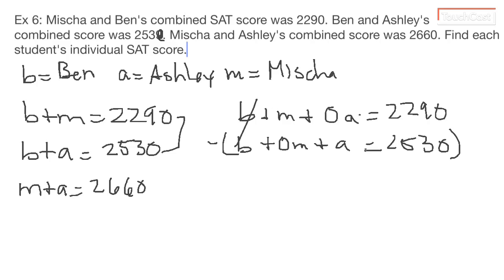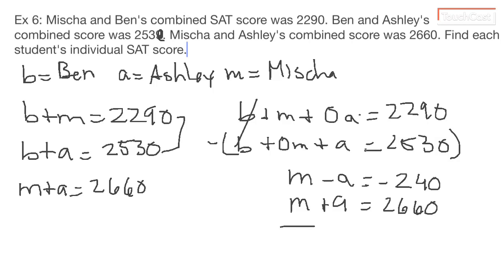My B's cancel out. I'm going to end up with M minus A, because I'm subtracting that A from 0A, equals 2290 minus 2530, negative 240. Now I've already got an equation with terms of M and A, so we can write that. M plus A equals 2660, and the A's are already opposites, so we're going to eliminate those.